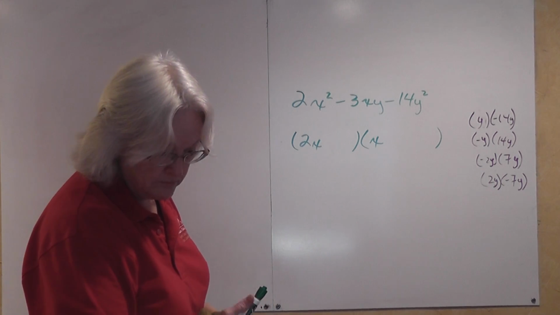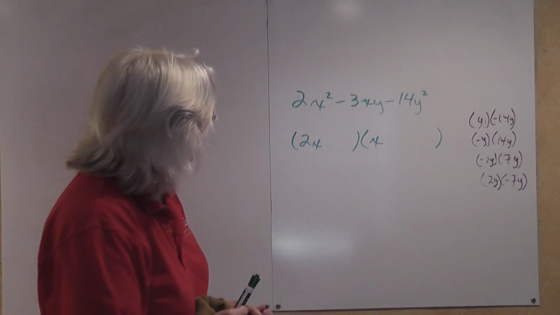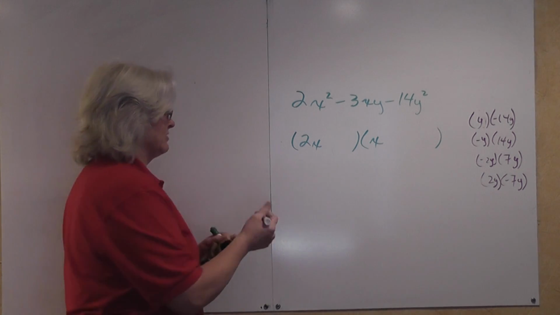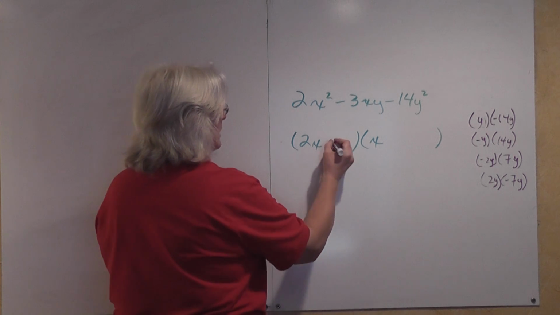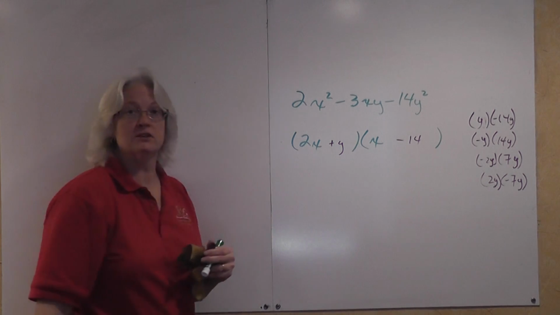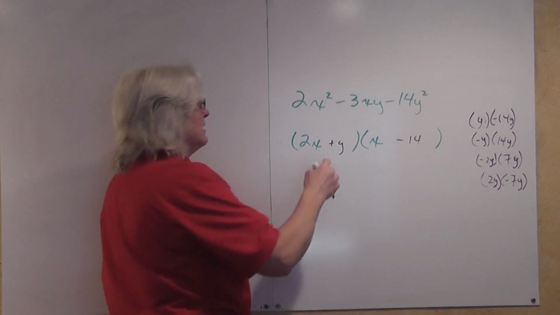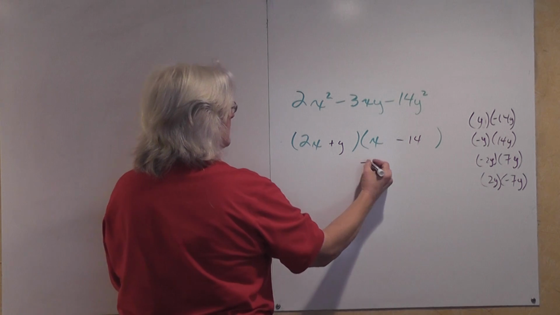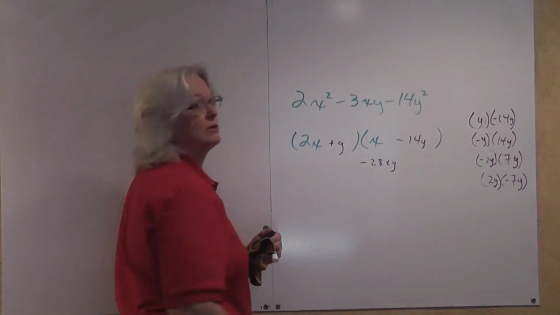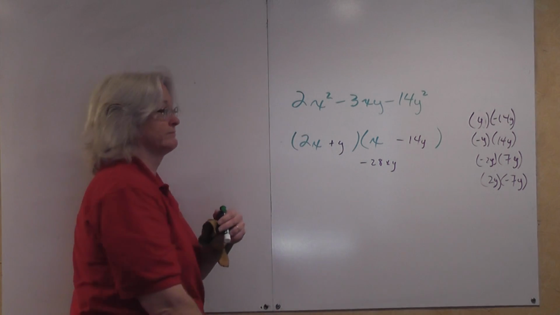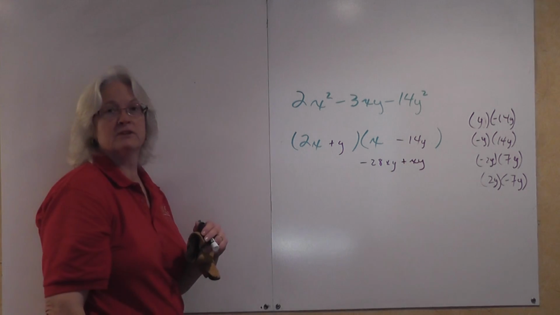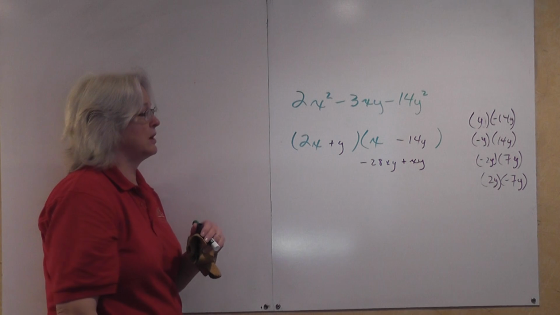So what are we going to do? We can say, what happens if we put in the plus y and the minus 14? Is this going to work? Do some of this stuff by head. Outer product, negative 28xy. It's not real likely that this is going to be the one that we need, is it? And it's not. Plus xy does us no good, that's a negative 27xy.